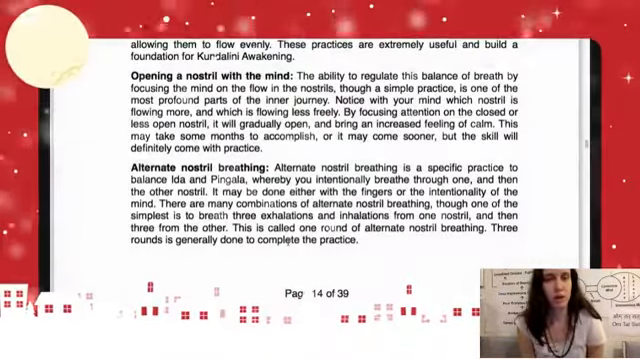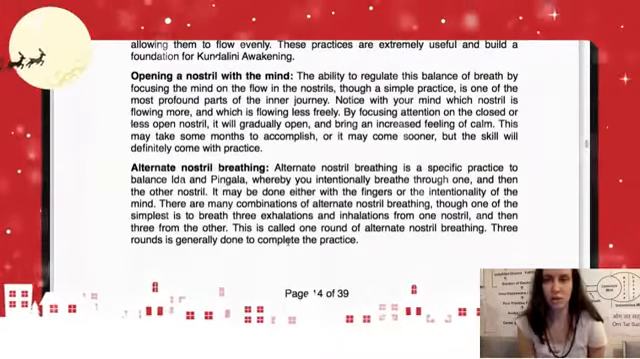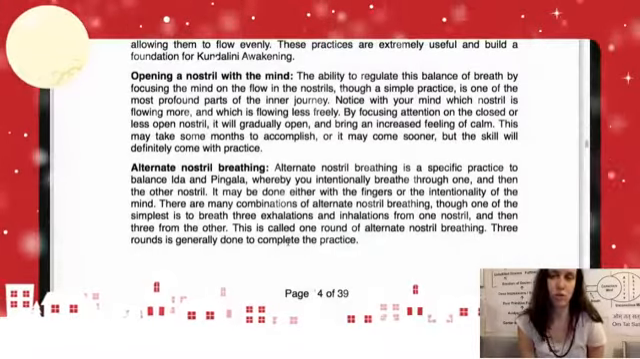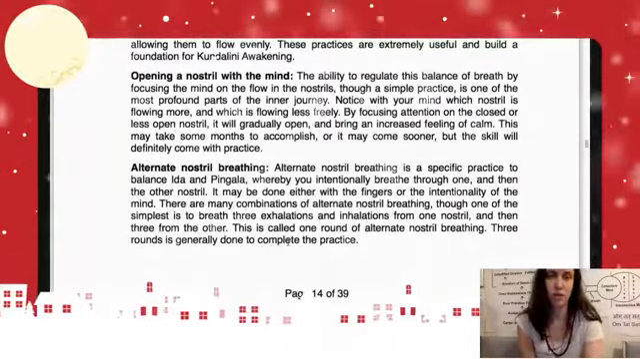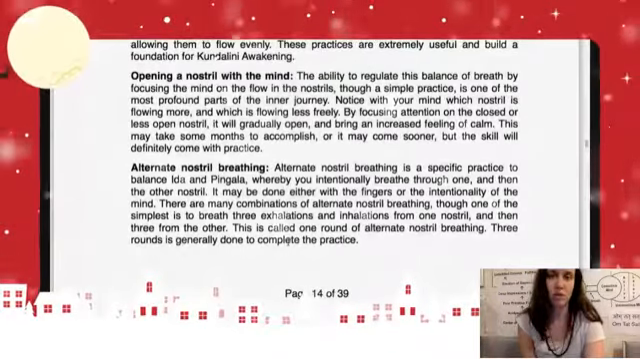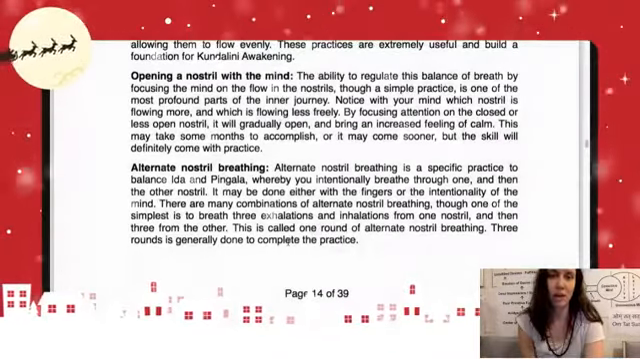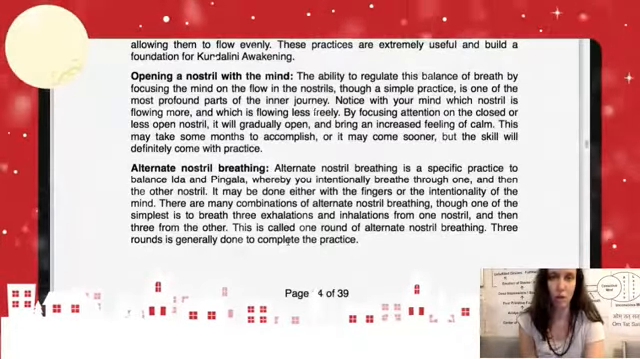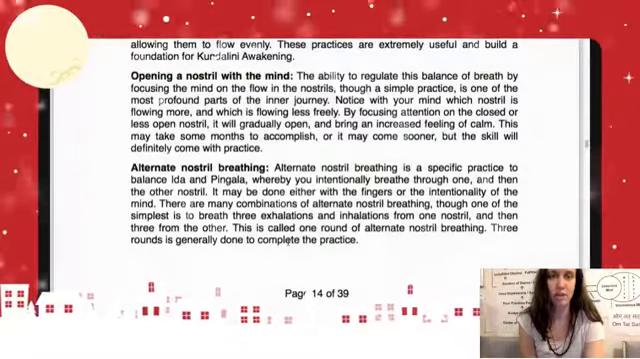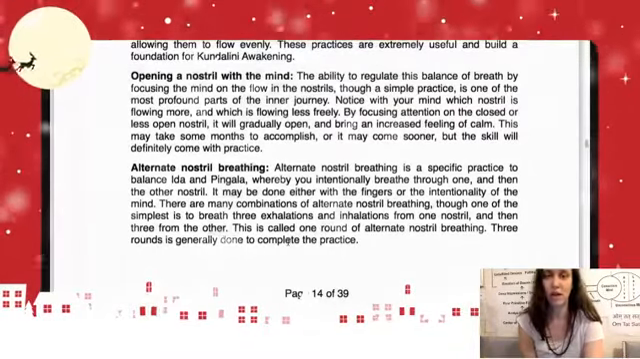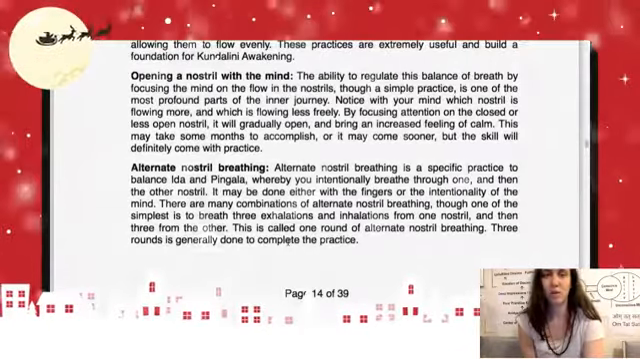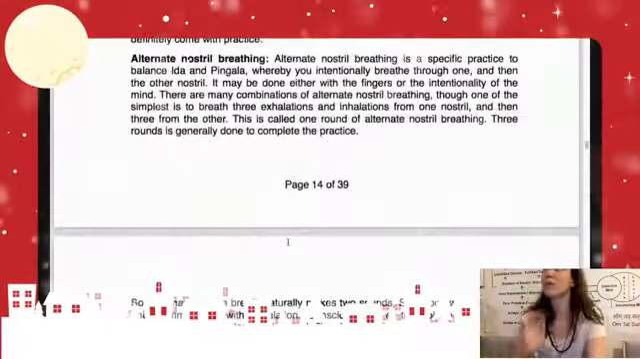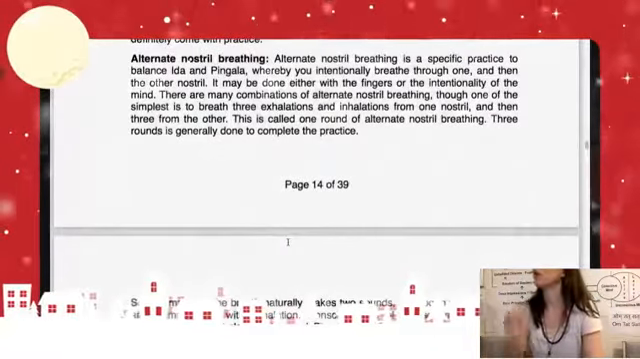Alternate nostril breathing is a specific practice to balance Ida and Pingala, whereby you intentionally breathe through one and then the other nostril. It may be done either with the fingers or the intentionality of the mind. There are many combinations of alternate nostril breathing, though one of the simplest is to breathe 3 exhalations and inhalations from one nostril and then 3 from the other. This is called 1 round of alternate nostril breathing. 3 rounds is generally done to complete a practice. And which one is more dominant?